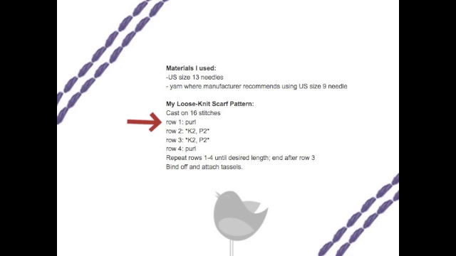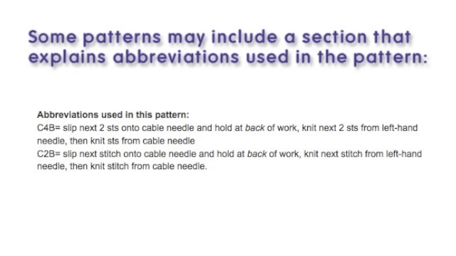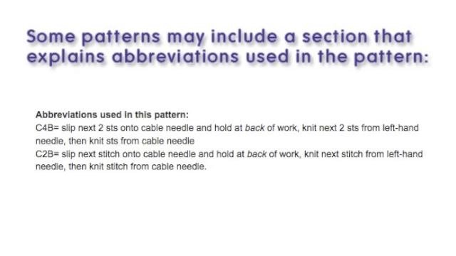And then you see there underneath it says repeat rows 1 through 4 until desired length. So you would keep repeating rows 1 through 4 at that pattern until you get the desired length of the scarf. So just as a side note, some patterns may include a section that explains abbreviations that were used in the pattern. This is very helpful, but unfortunately not all patterns include this section.